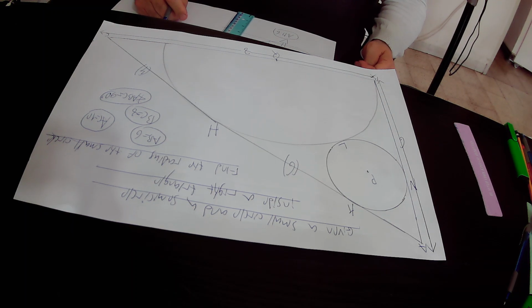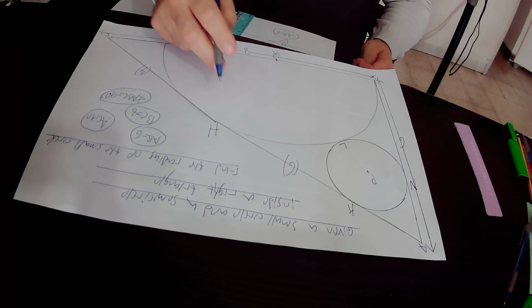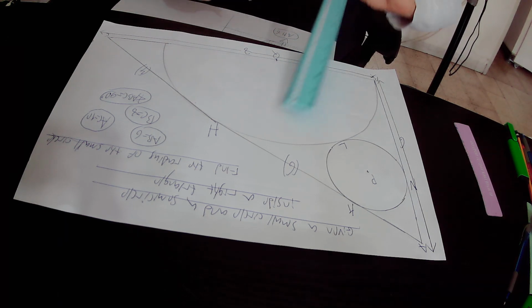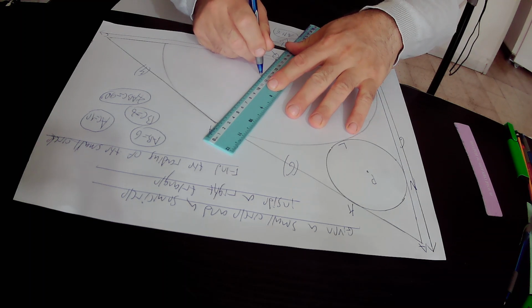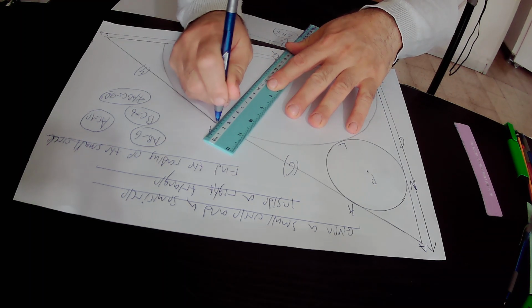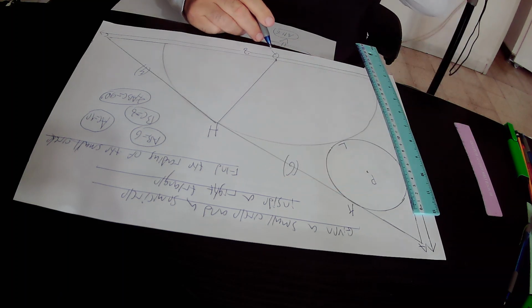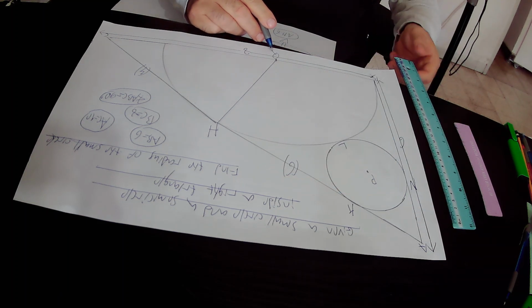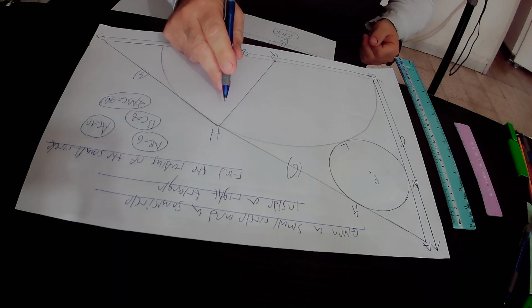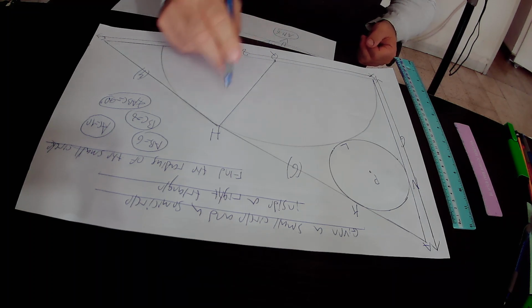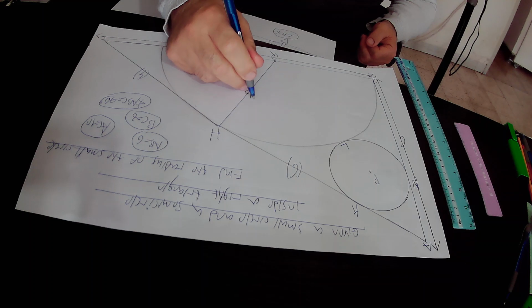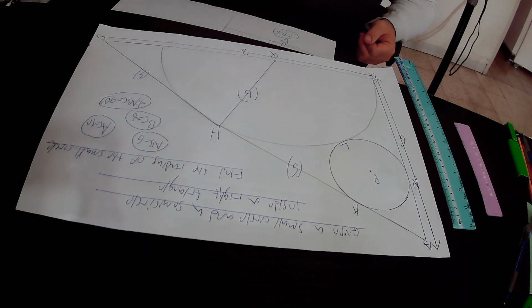In the next step, we will join points Q and H together by a straight line. Point Q is the center of this big semicircle. Point H is a point on the big semicircle itself. Therefore, QH is the radius of this big semicircle. We define the radius of this big semicircle as B. Therefore, QH equals B.